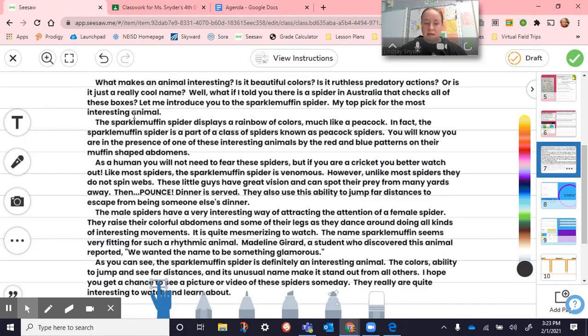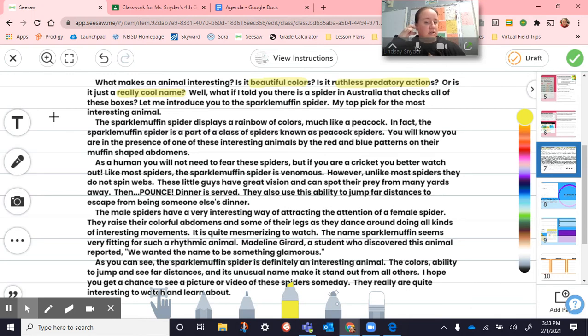So here's mine that I wrote about my sparkle muffin. So I want you to think about some things that you can look at. So mine, I specifically went and researched these things because I was thinking, okay, I looked at a picture of it and I was like, okay, I can talk about its beautiful colors. I can talk about how it's a predator, and I can talk about its really cool name. So then I started my paper off.